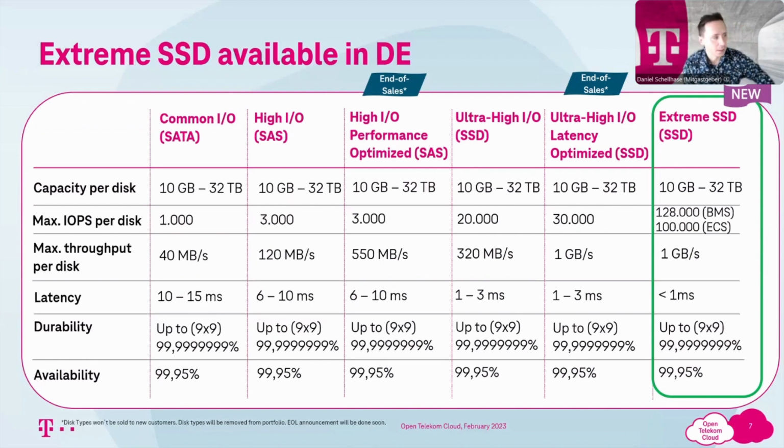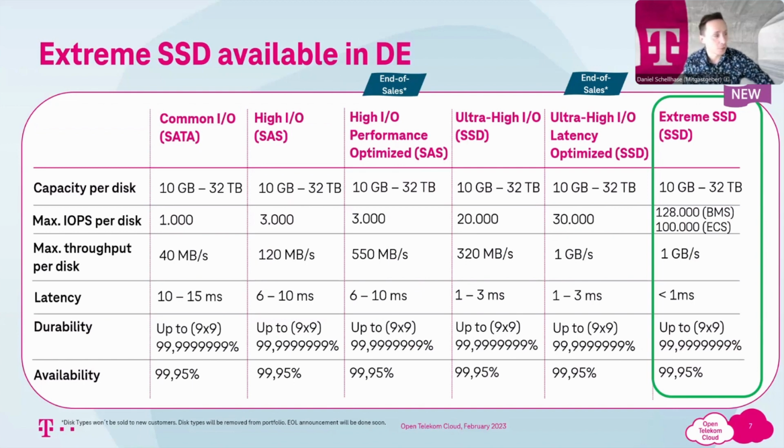As a replacement for the ultra I/O latency optimized, we brought the Extreme SSD, which you can use on our ECS portfolio as well as on BMS, providing a maximum IOPS of 128,000 on BMS and 100,000 on ECS. Here I would like to give you additional information: we are right now updating ECS in order to have ECS flavors supporting the complete 128,000 IOPS.